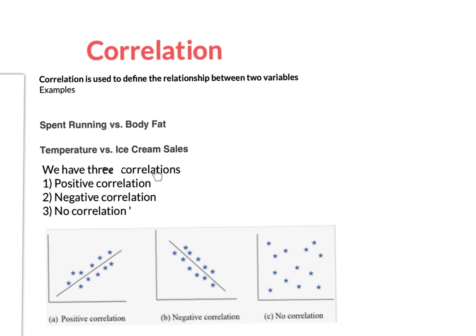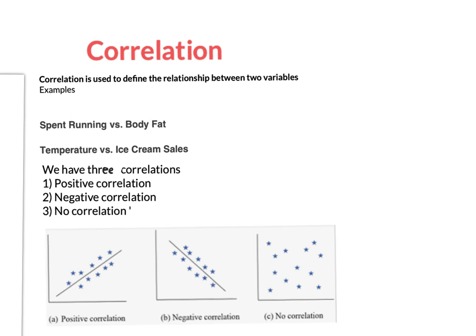Actually, we have three correlations. Positive correlation: you will find the points going up from left to right. In the negative correlation, the points from left to right go down. If the points are not going up or down, there is no correlation in this case.